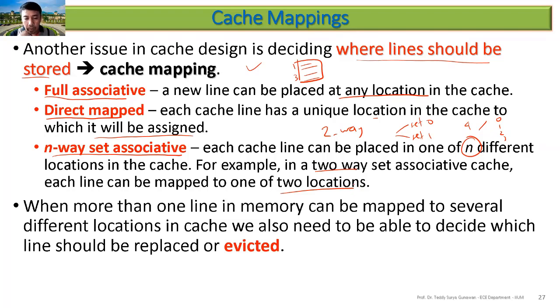When more than one line in memory can be mapped to several different locations in cache, we also need to be able to decide which lines should be replaced or evicted. This is the replacement algorithm. There are basically 3 algorithms. First in, first out: the first in is the first out. Least recently used: the one that is not used recently can be removed.